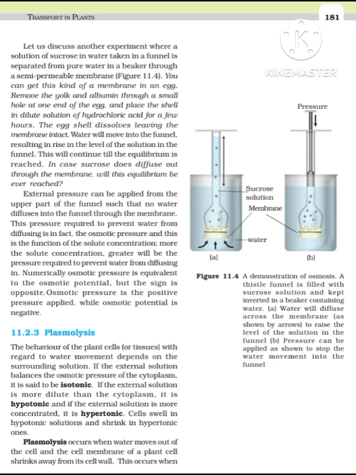Water will move into the funnel, resulting in rise in the level of the solution in the funnel. This will continue till the equilibrium is reached. In case sucrose does diffuse out through the membrane, will this equilibrium be ever reached? External pressure can be applied from the upper part of the funnel such that no water diffuses into the funnel through the membrane. This pressure required to prevent water from diffusing is in fact the osmotic pressure, and this is a function of the solute concentration.